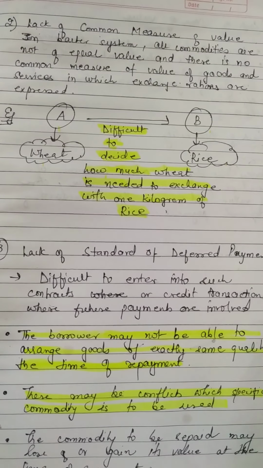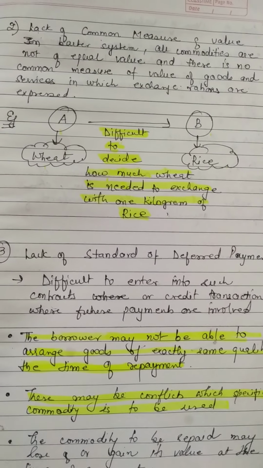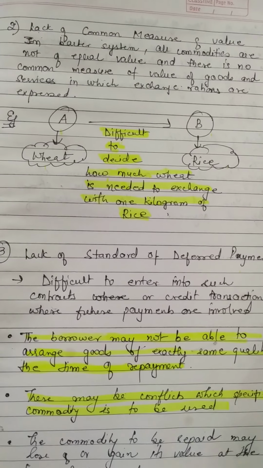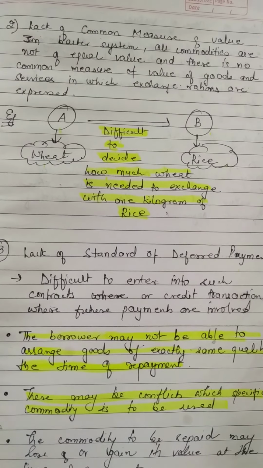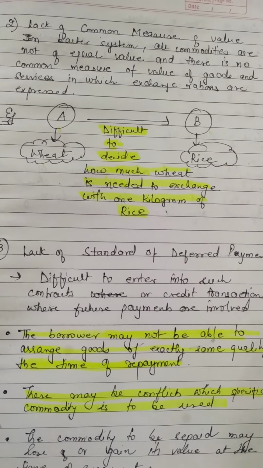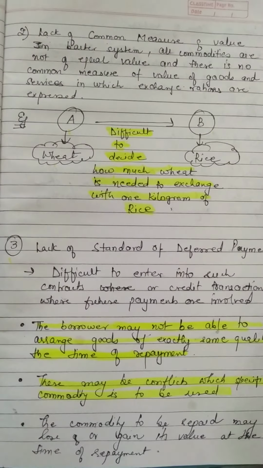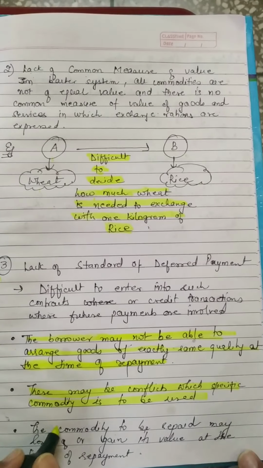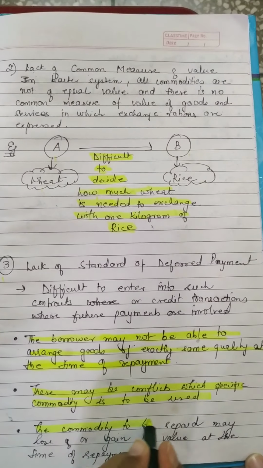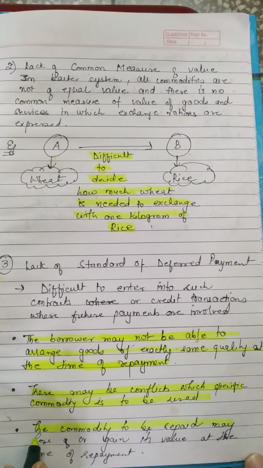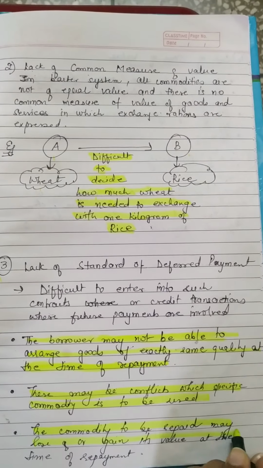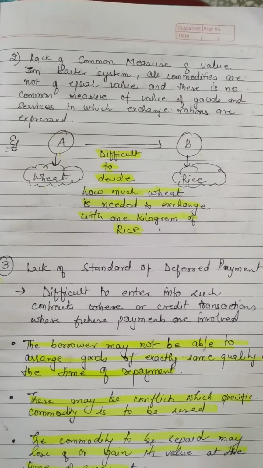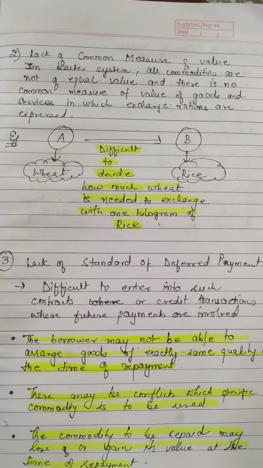If you are storing gold with you and thinking that you will use this gold for the purpose of repayment in the future, it may happen that the value of the gold has increased. So another difficulty is that the commodity to be repaid may lose or gain value at the time of repayment, which can lead to a loss to the person, or to the borrower.